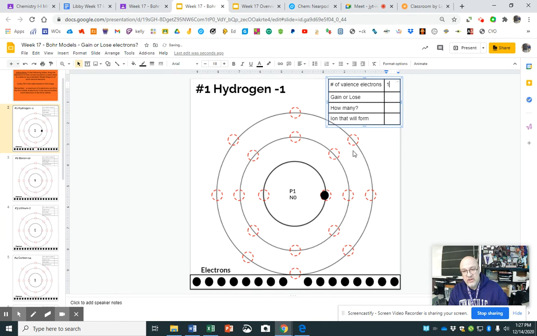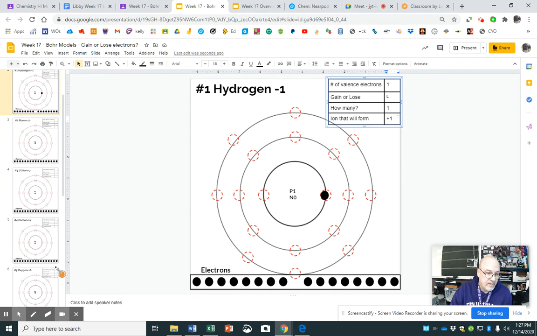If it has 1, 2, or 3 electrons, it's going to lose it, right? So it's going to lose them all. So this is going to lose 1. It's going to, gain or lose. It's going to lose. I'm going to put a big L there. It's going to lose 1, and that means that it'll form a +1 ion. Because ions are protons minus electrons. There's still 1 proton, but if it loses that electron, there's 0 electrons, and 1 minus 0 is 1.